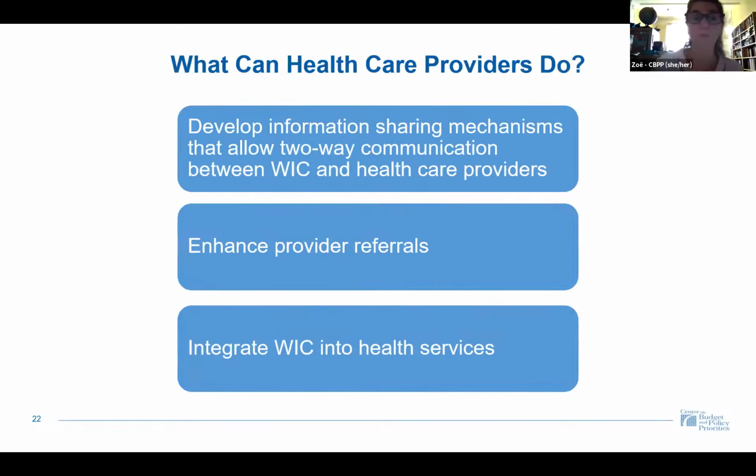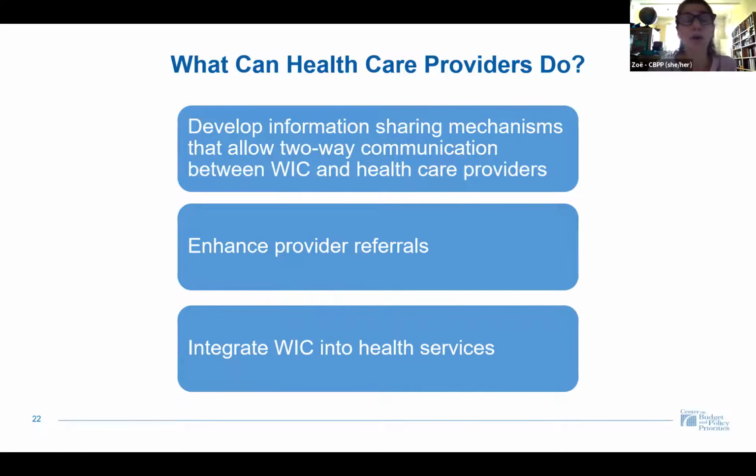Turning now to healthcare providers. As I mentioned, developing information sharing mechanisms that allow two-way communication between WIC and healthcare providers are extremely important, and will be even more important going forward to allow WIC to maintain the flexibility of telephone or video appointments. Right now, those communication mechanisms are generally pretty rudimentary. Sometimes there's an online referral form. So there's a lot of room both for technology advancement here and just establishing better communications, even if you're using telephone calls or something much more basic.